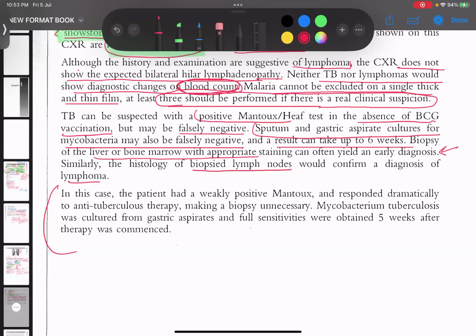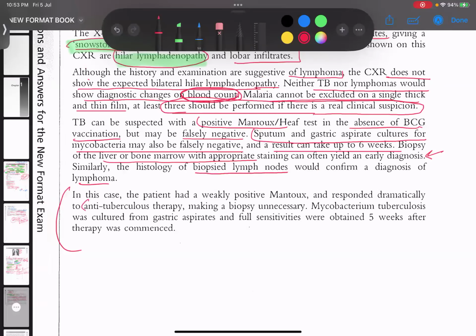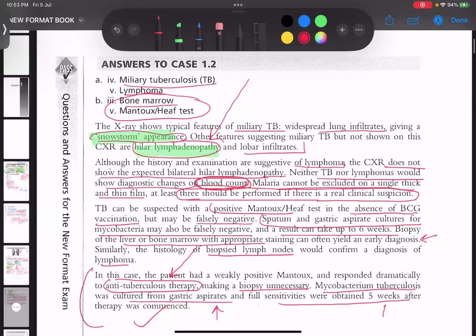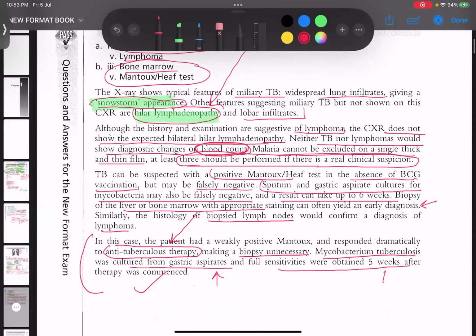Patient had a weakly positive Mantoux and responded dramatically to anti-tuberculosis therapy, making a biopsy unnecessary. So since they responded to the anti-tubercular therapy, that means they considered this a case of TB. Mycobacterium tuberculosis was cultured from the gastric aspirate, and full sensitivities were obtained 5 weeks after the therapy was commenced.